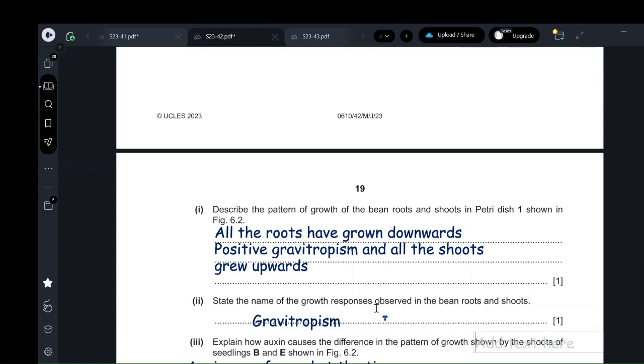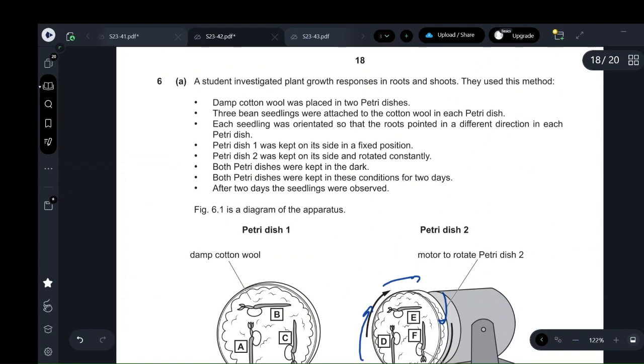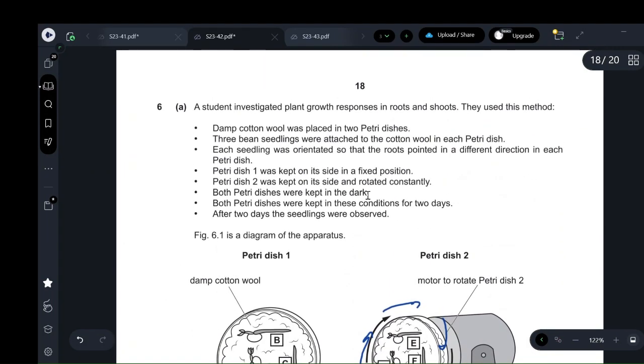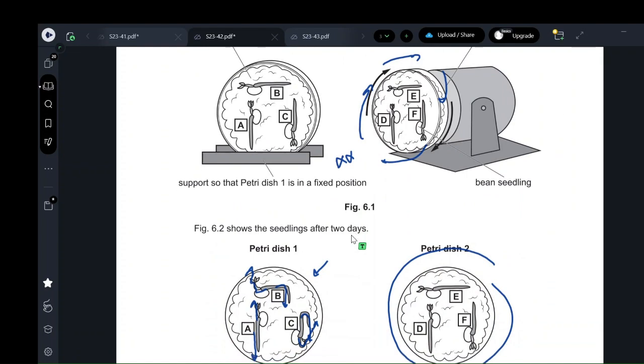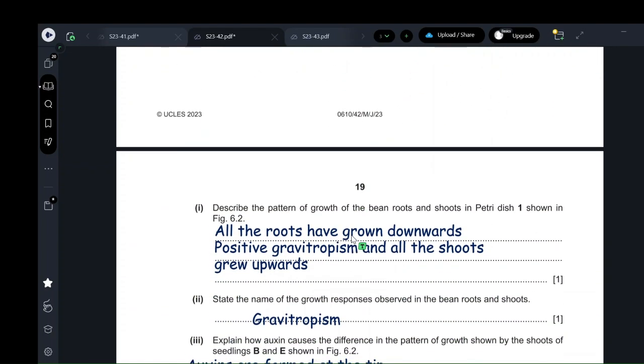Why can't I say phototropism? Because he told you that he put it in a dark room. He kept it in the dark. There is no light. So this is not a response to light. It is a response to gravity. Okay?